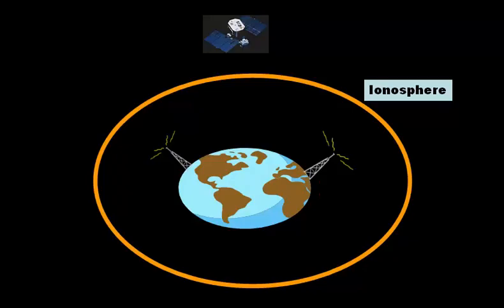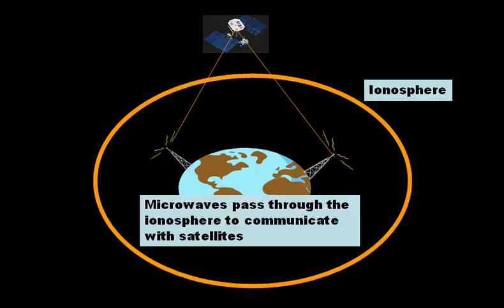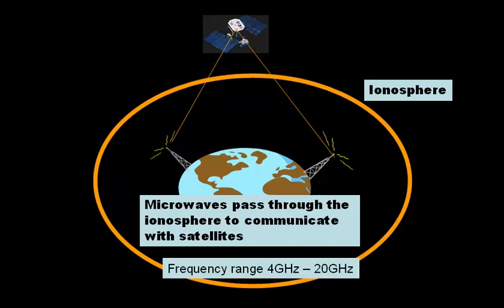Satellite communication. To communicate with a satellite high above the Earth's surface, beyond the ionosphere, we need a type of electromagnetic radiation that will pass through the ionosphere and not be refracted by it. We need the wave to travel like this, from transmitter to satellite and back to receiver. The waves that can do this are microwaves, and they're in the frequency range from 4 to 20 gigahertz.